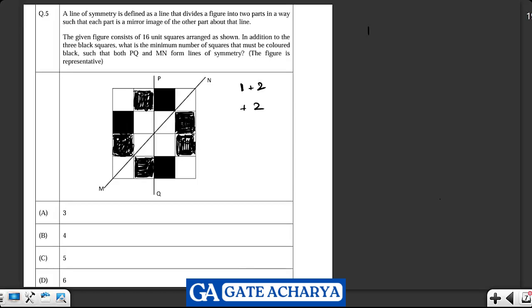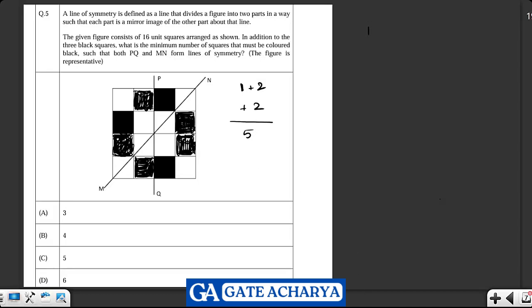So now tell me, are all squares similar everywhere now? We can see that on MN this is similar, this is similar, this is similar, and this is similar. So MN is okay. What about PQ? This is similar, this is similar, this is similar, this is similar. So now everything is over. So totally how many squares did I take? 5 squares. 1 plus 2 plus 2, that is 5. The total 5 squares are needed for similarity for both, that is PQ as well as MN.